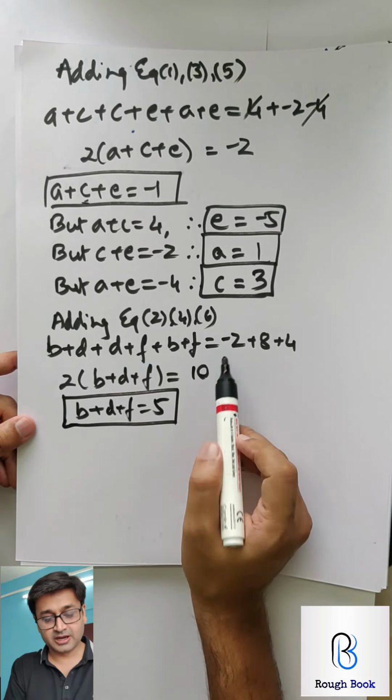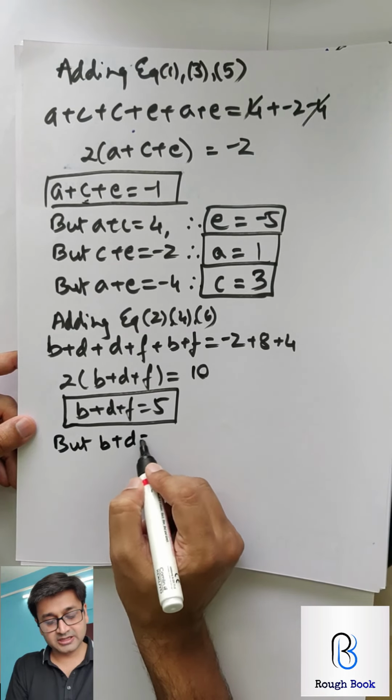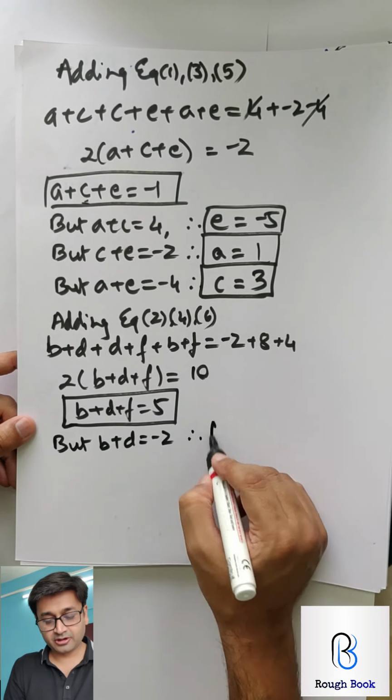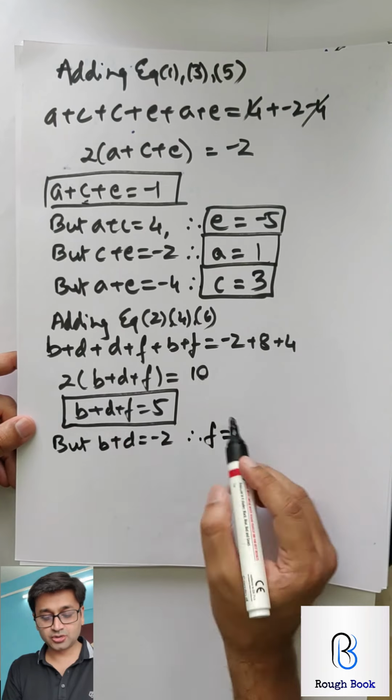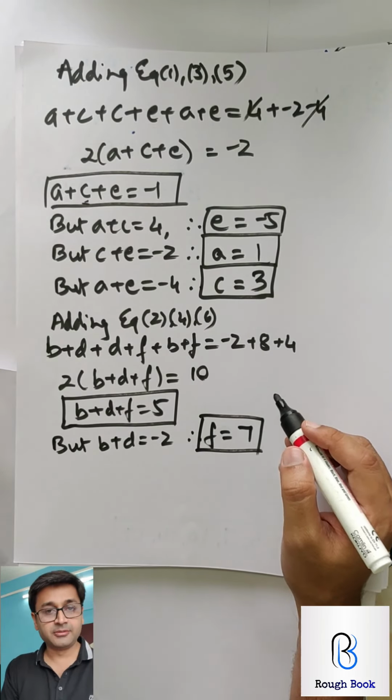See, B plus D was minus 2. So you say but B plus D is minus 2. Therefore F, minus 2 goes on the other side, makes it 7. Are you getting it, everybody?